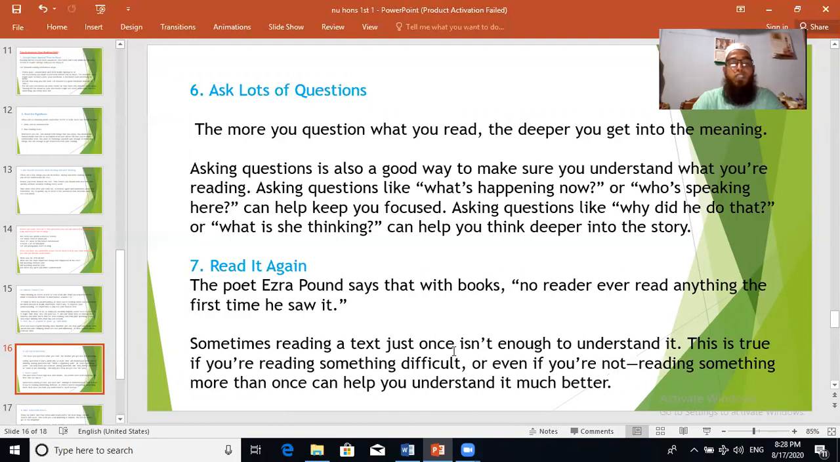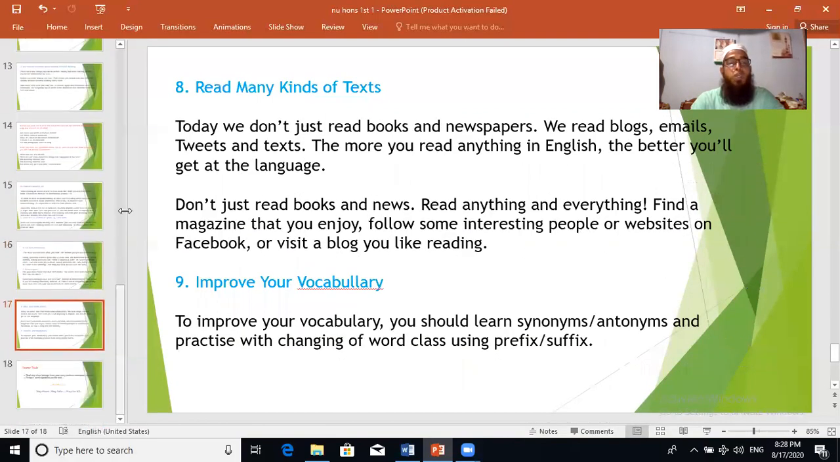Sometimes reading a text just once is not enough to understand it. It happens for us also. When we read a text, sometimes we cannot understand. If we read it a second time, we can get some meaning. If we give the third reading to the text, we can understand better than the first or second one. This is true if you are reading something difficult, or even if you are not, reading something more than once can help you understand it much better. So this is true. If we read a text twice, thrice, we can get a better understanding of the text.